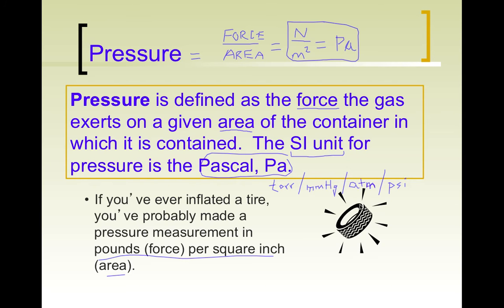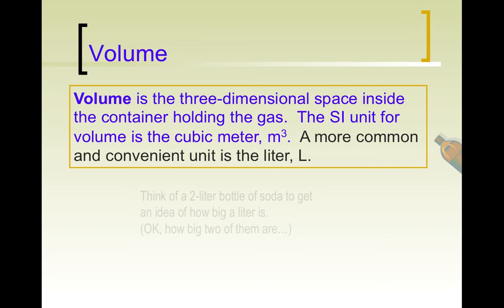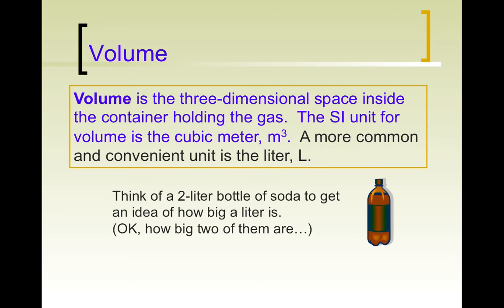Alright, so that's pressure. Now we can talk about volume. You probably have seen it before, you know what it is, which is why I have the definition and equation here pretty short. So volume is the 3-dimensional space inside the container holding the gas. And like I said, it's an SI unit. It's not an SI base unit. So the SI unit for volume is a cubic meter. However, you can see I also might include liters.